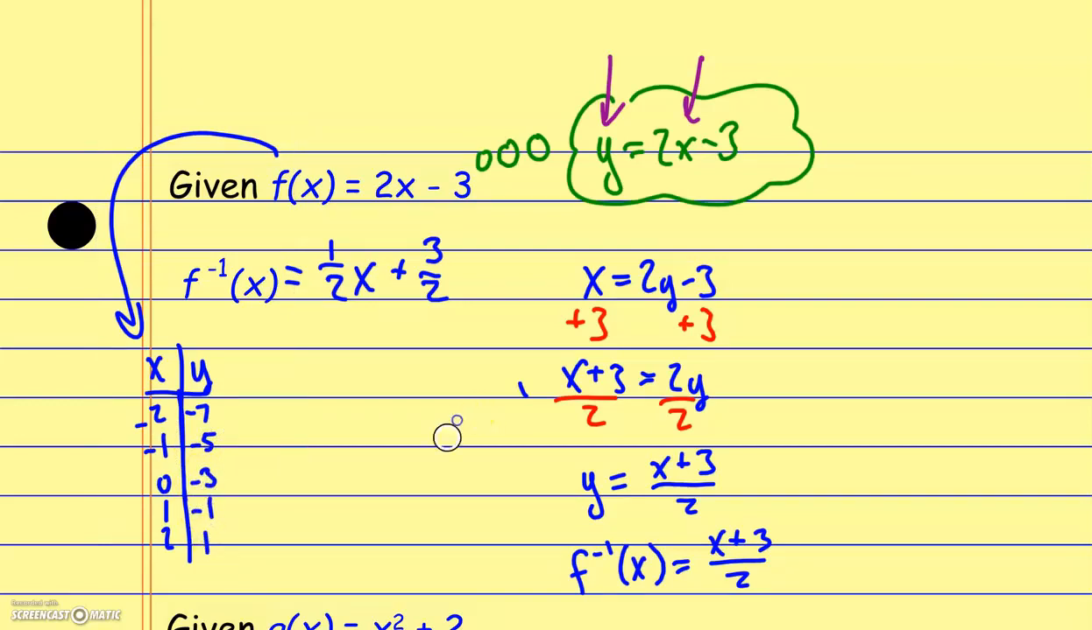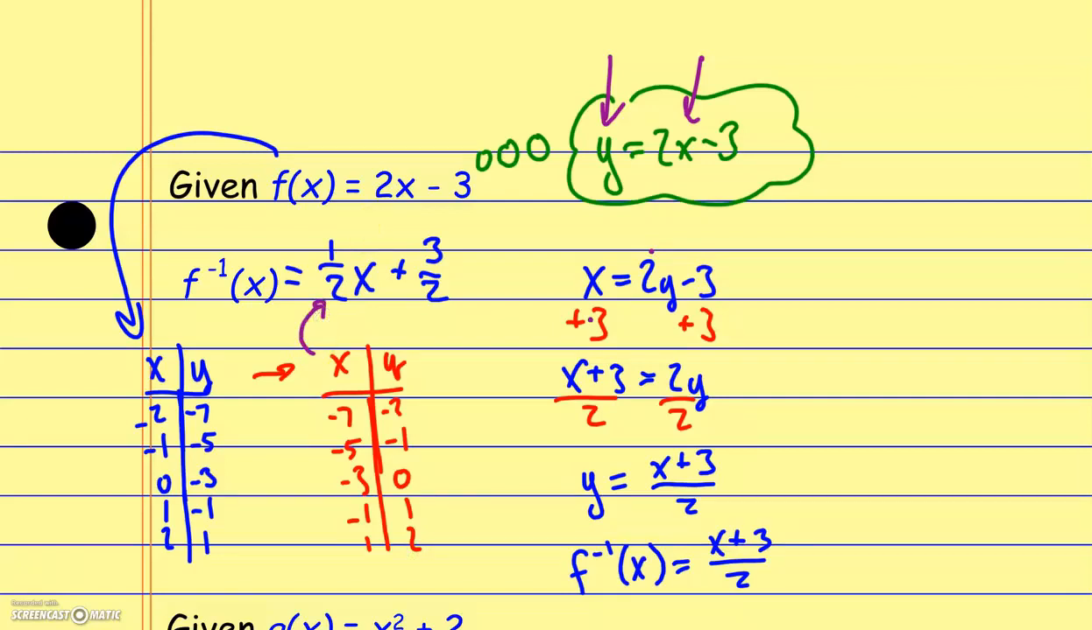That means that if I was looking at the inverse strictly from the sense of ordered pairs, the inverse to this function would have to look like this. I'd have to take each of these ordered pairs and switch them. It would be -7, -2; -5, -1; -3, 0; -1, 1; and 1, 2. And now think about this. If I were to take these x values and plug them in here, you can check them.